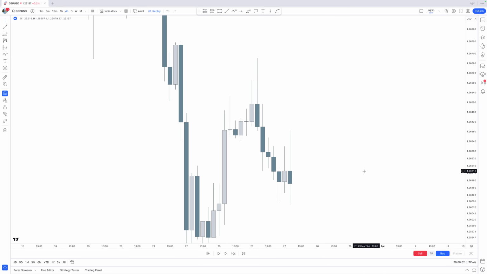The higher time frame premise is to already continue lower, so I'm already looking at lower prices. That's quite important to understand, so we won't go over the higher time frame fully in depth right now.